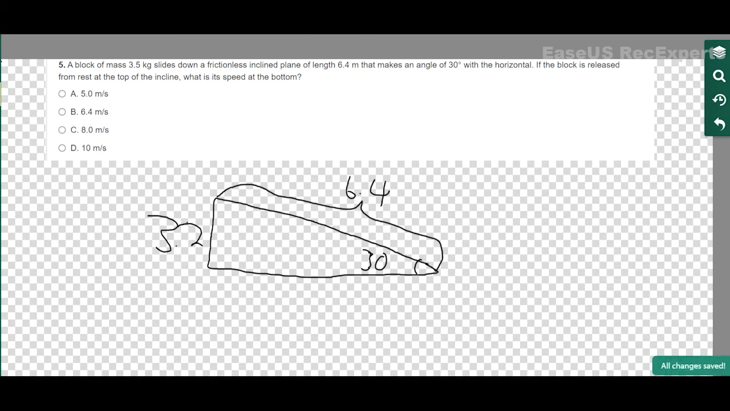Now, if the block is released from the top of the incline, what is its speed at the bottom? So we could use force times distance for this. We could use mgh, where your change in h is going to be equal to 3.2. So you're going to use mg times h, which will be equal to your change in energy. Sorry, not mechanical energy, your kinetic energy.